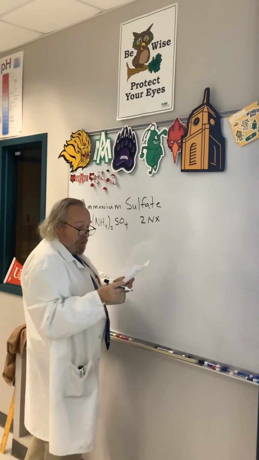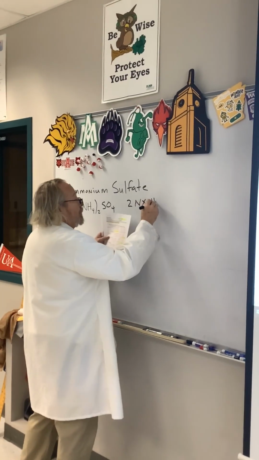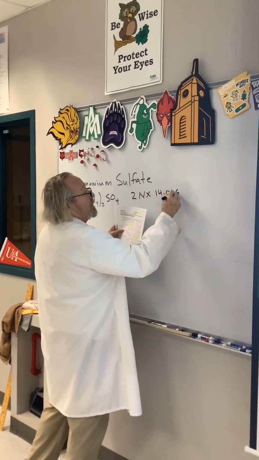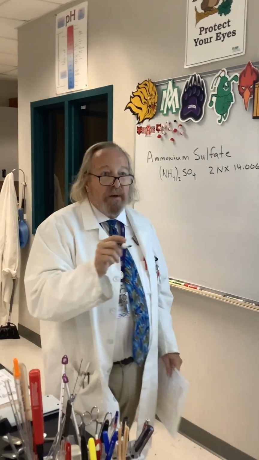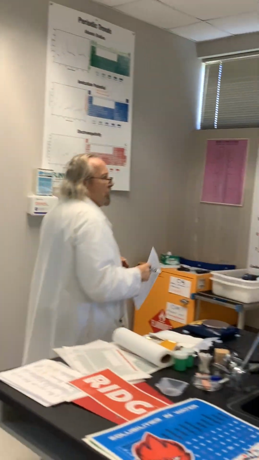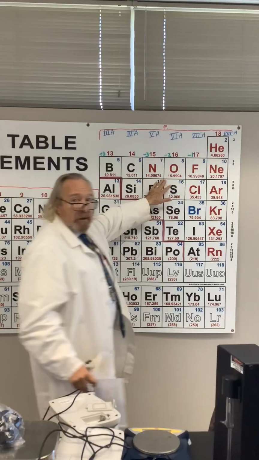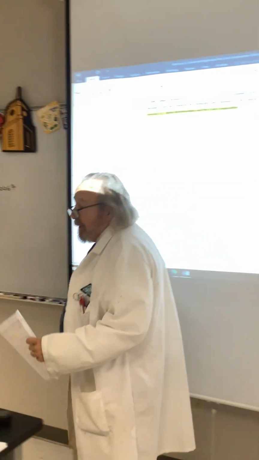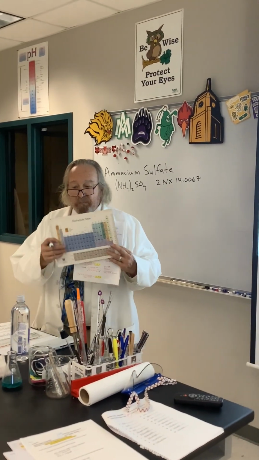And if I look over there on my board, my nitrogen, its atomic mass is 14.0067 grams per mole. Now your mileage may vary. If I look on this periodic table, my nitrogen is 14.00674.